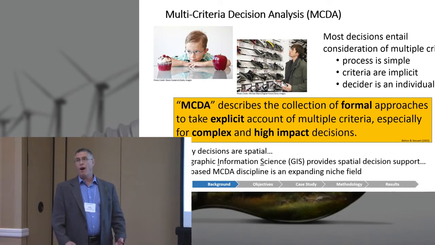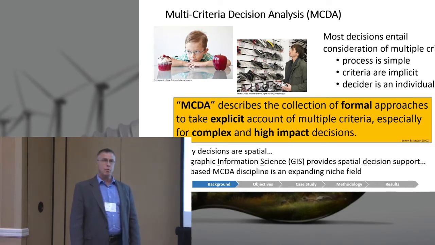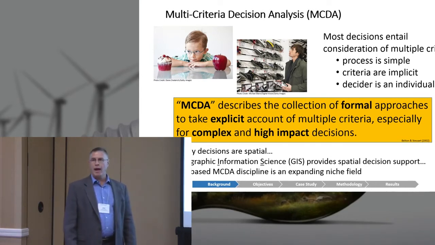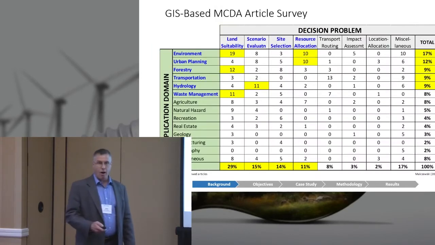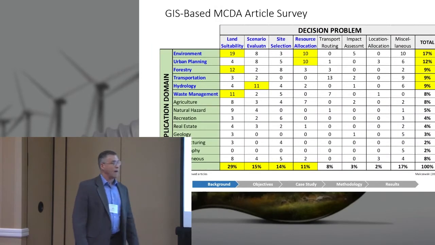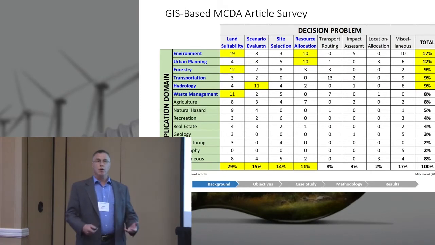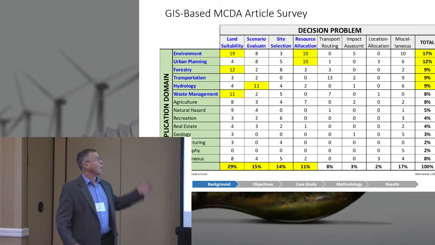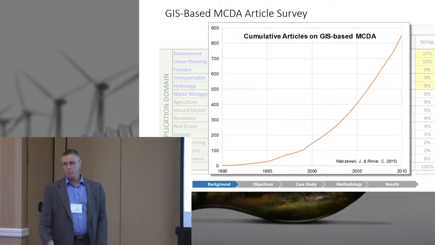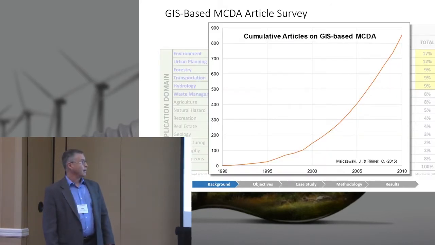GIS is often used in spatial decision support, so it's natural that GIS and MCDA are intersecting disciplines. And in fact, there's been a growing number of publications associated with GIS-based MCDA across a range of decision problems and domains, with more than 1,000 papers devoted to this intersection of disciplines.